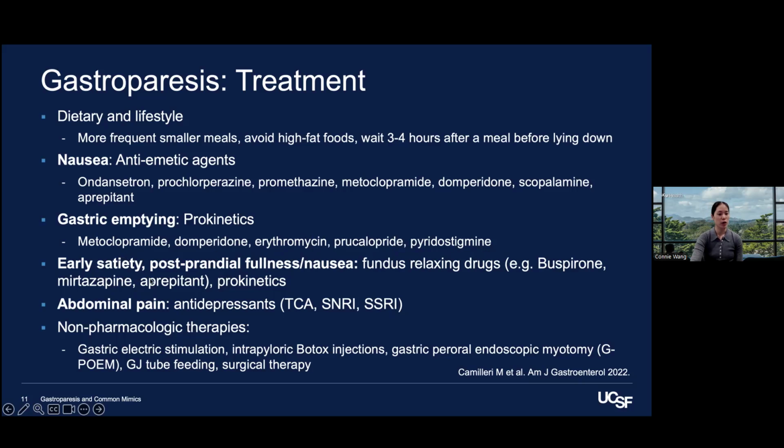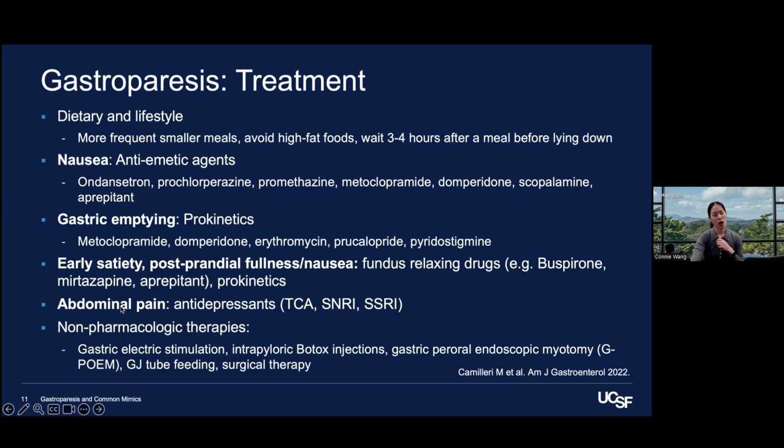So next, if you're thinking about symptoms more related to early satiety or postprandial fullness and nausea, I might think about medications that help with fundus relaxation. These are neuromodulators such as buspirone and mirtazapine, which I'm a big fan of, as well as aprepitant, which has some data to suggest that it also increases fundic relaxation. And then the prokinetic agents can also work similarly for these symptoms.